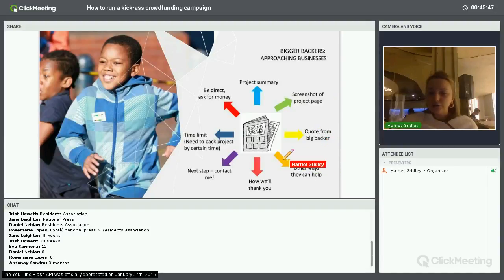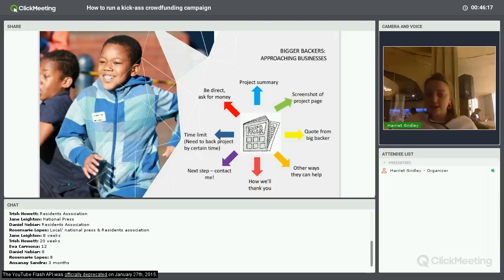Include other ways that they can help. When you go to these businesses, you don't necessarily just want their money. There's some local estate agents who have been giving the for sale signs to the project creators to help advertise their project page. So it even has their Spacehive URL along the bottom, and it says support the Wanstead Playground Spacehive campaign. So that's another way that they could potentially help.